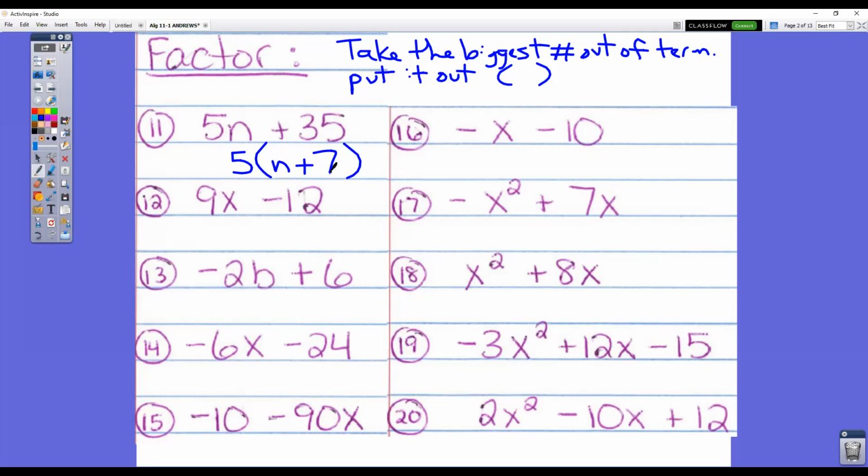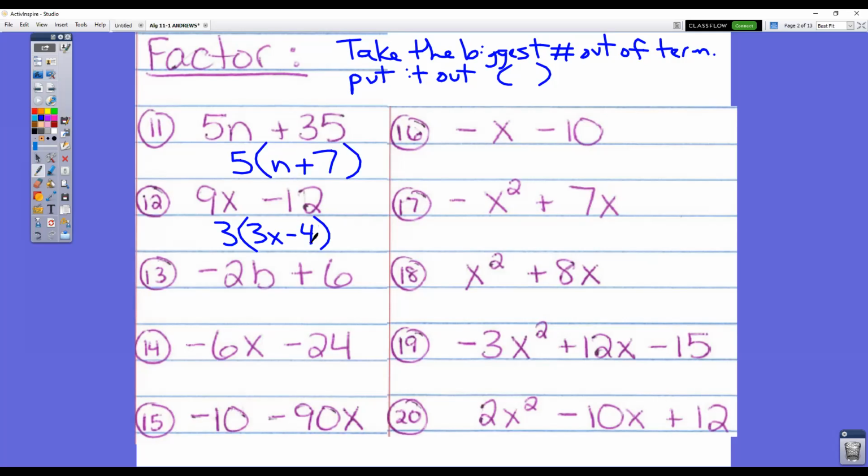What's the biggest number that goes into 9 and 12? Well, it would be a 3. So the 3 goes outside the parentheses. And now everything that's left goes inside. I would have a 3x. And 12 divided by 3 is 4. So I'd have a minus 4.